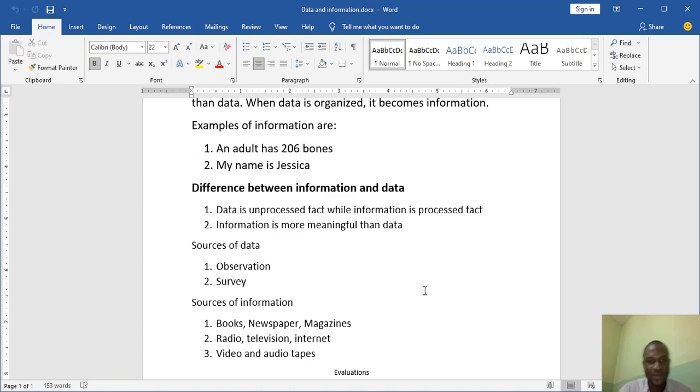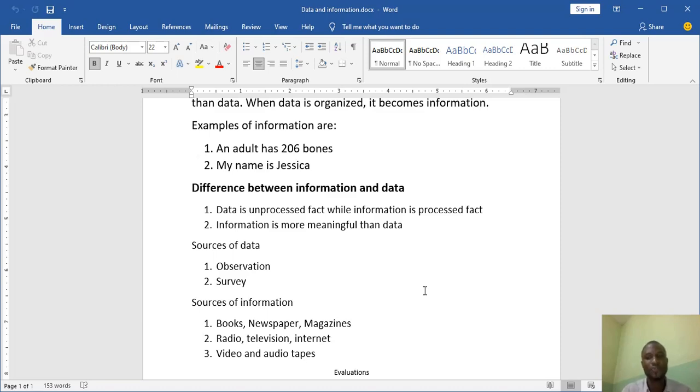Now, sources of information. We can get information from the following. One, books. Yes, you read your books to get information. Newspapers. If you go to some places, you see people still reading newspapers, opening up magazines, and checking what is happening because they want to know in detail. They want meaningful things, things that make sense, not like data. The radio, yes. People still use radio. They take their phones or use their radio set to listen to the news for information.